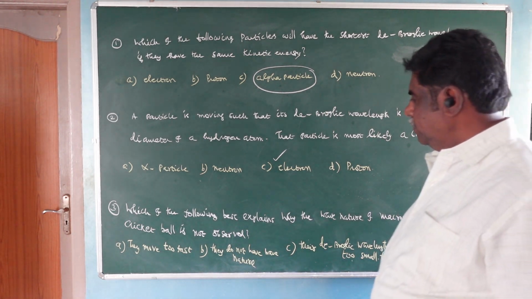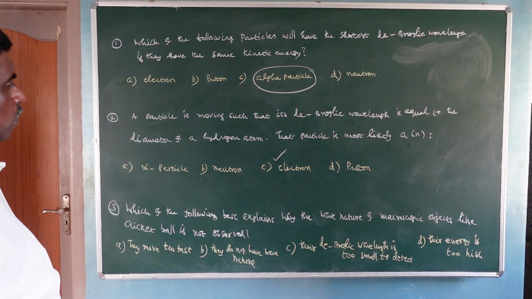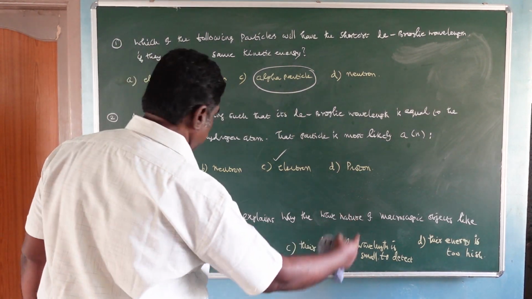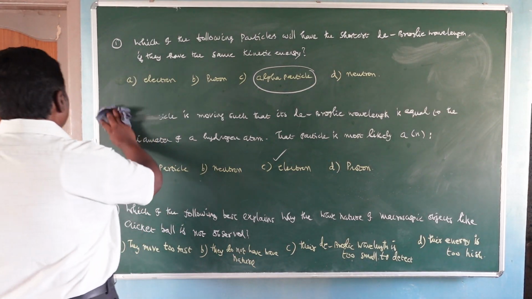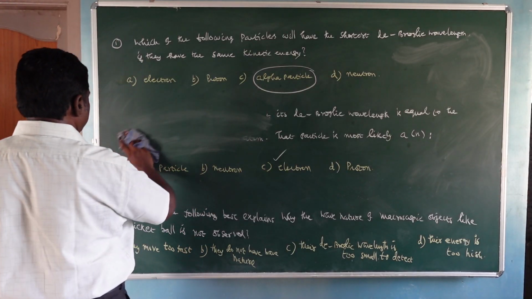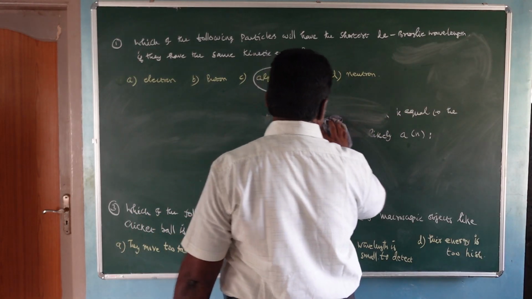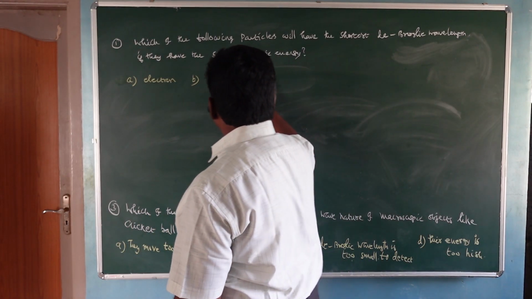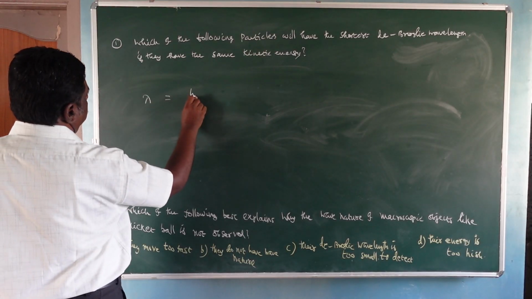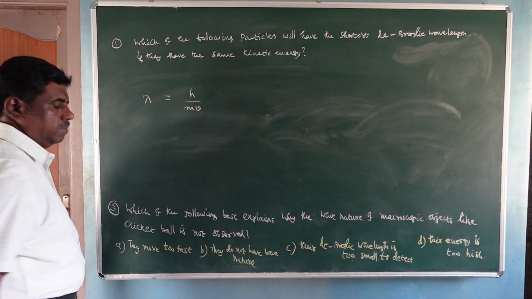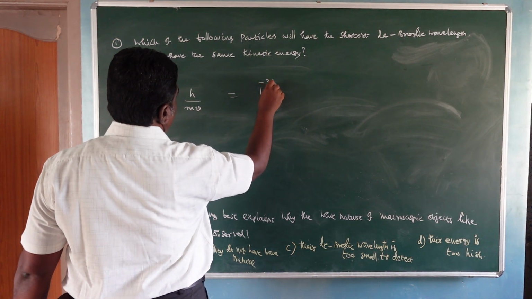See the third question. Which of the following best explains why the wave nature of macroscopic objects like a cricket ball is not observed? We may not observe dual nature as far as the cricket ball is concerned. Now you have to provide the explanation for that. We know the value of lambda. Lambda equal to h divided by mv. The Planck's constant is expressed in terms of 10 power minus 34.